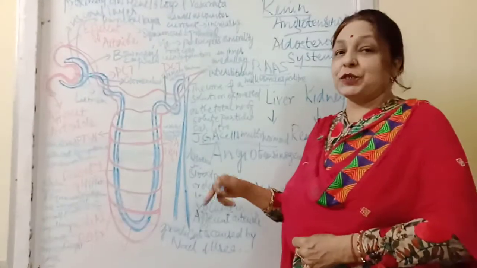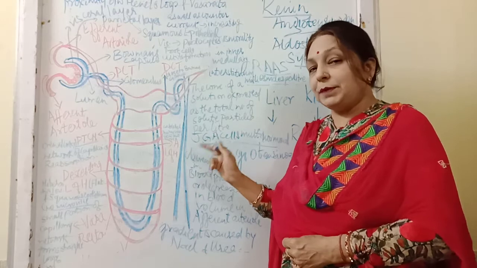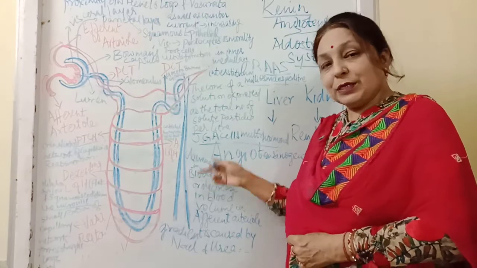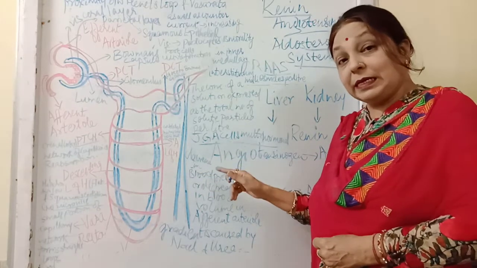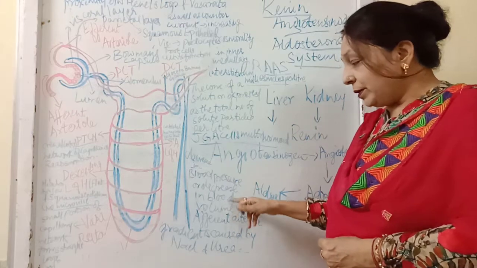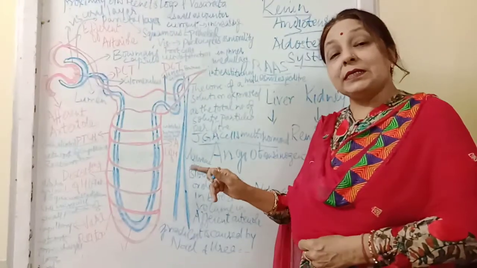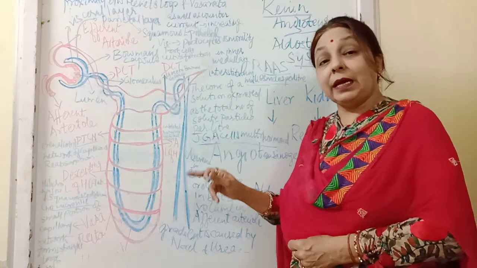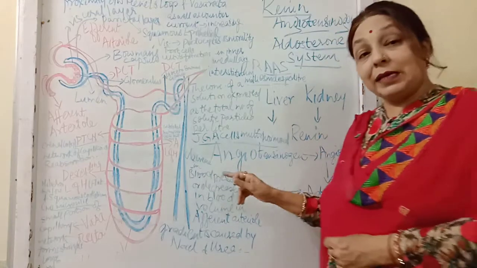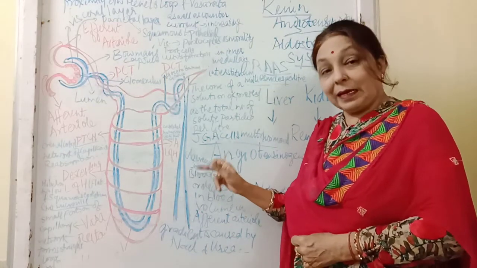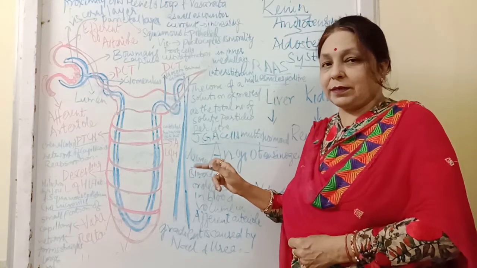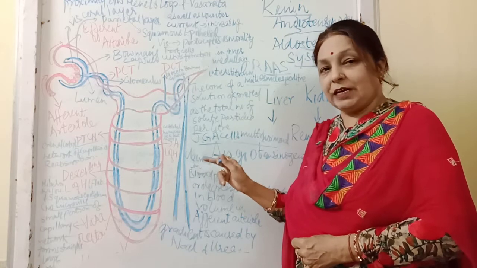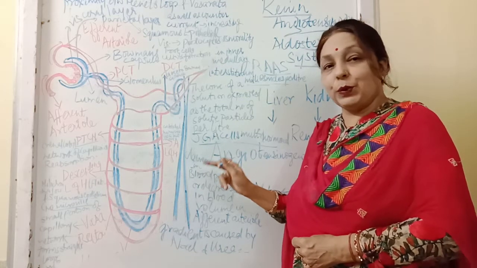Now if the blood pressure is increased, then it might harm the various parts of the body. So to check the increase in the blood pressure or increase in the blood volume, there is another hormone which is termed ANF. It is atrial natriuretic factor. It is termed ANF in short. So the full form of ANF is atrial natriuretic factor.